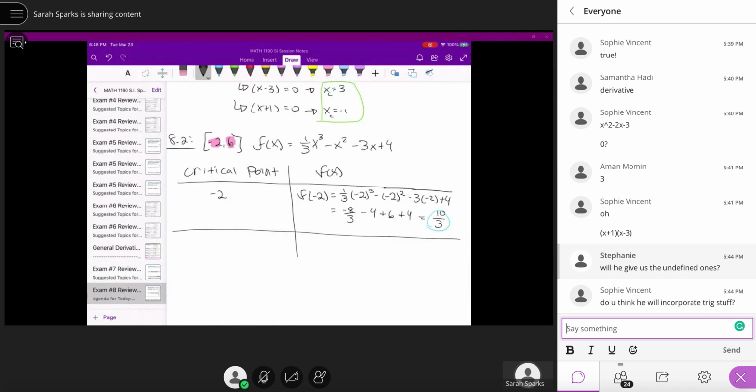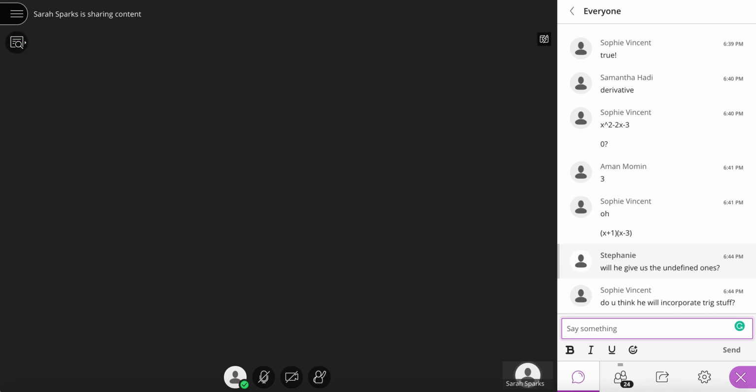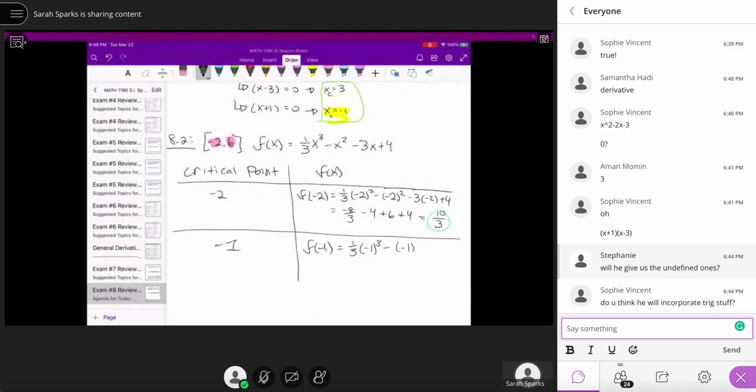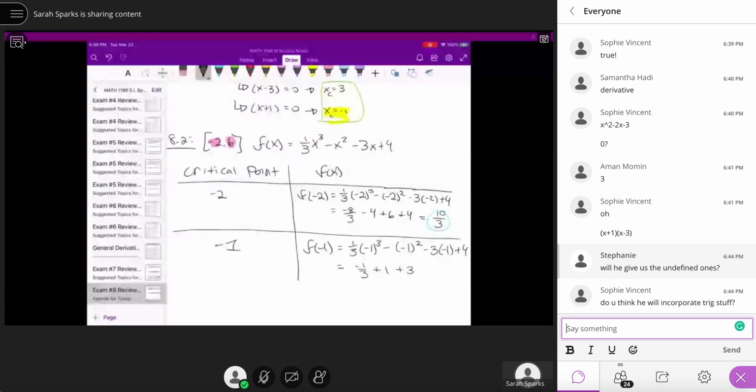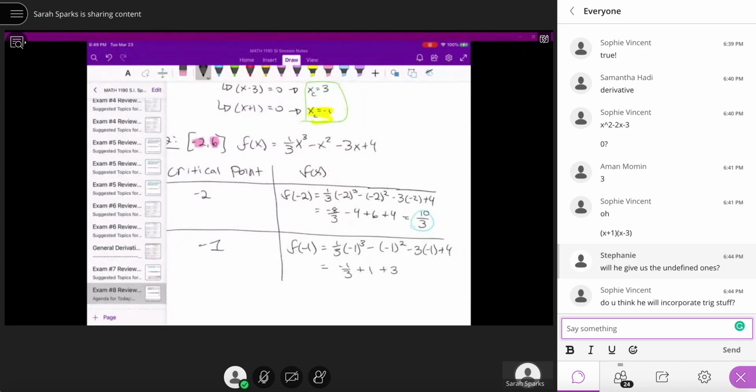All right, so now let's do -1. The -1 value is right up there. So evaluating that function at -1, we do the same thing. -1 cubed times 1/3 minus -1 squared minus 3 times -1 plus 4. So we get -1/3 plus 1 plus 3 plus 4. Or is it minus? No, sorry, that should be a -1, because -1 squared is +1, and it's minus +1. So that should be -1/3 minus 1 plus 3 plus 4, which will equal 17/3, I believe.